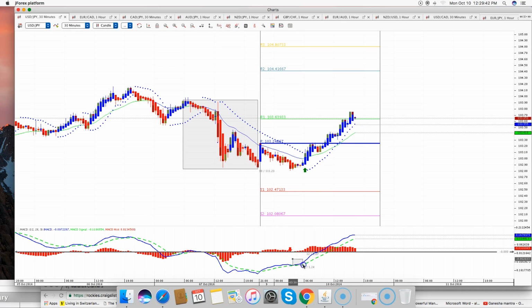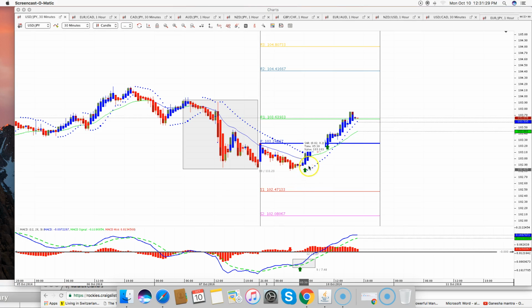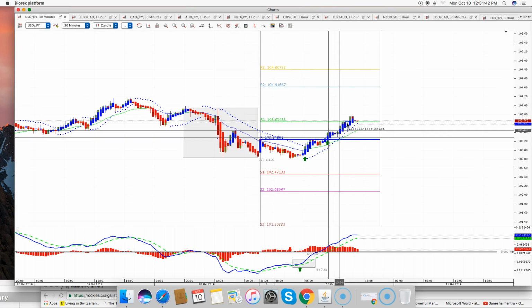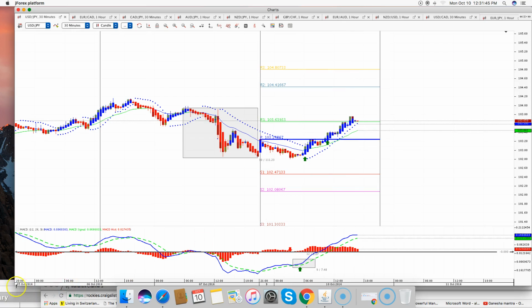You just make sure MACD lines are angled and separated, and if they cross the zero line, that's even better. I wouldn't have taken this trade unless price broke above the central pivot point, and there's the entry right here. Now make sure price is above the 21 moving average line. The two lines of MACD are angled and separated, going up, and price is breaking the central pivot point, and that's a nice run up, about 45 pips.